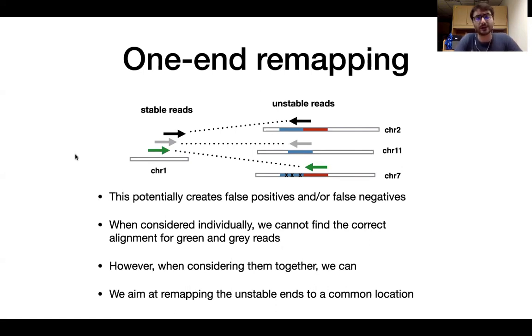So what we did is we came up with this rather simple technique called End Remapping. And the idea behind it is to correct these wrong mappings, essentially wrong mappings of the gray and the green reads, and to recognize that the actual location should be on chromosome 2. So we want to actually remap the gray read onto chromosome 2 here, and the green read onto chromosome 2 here.